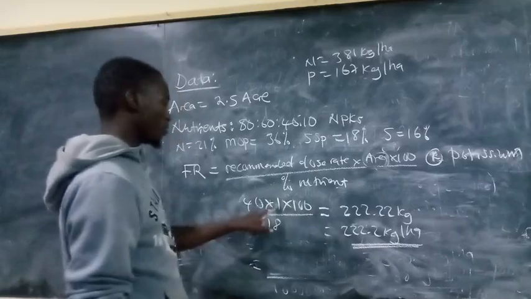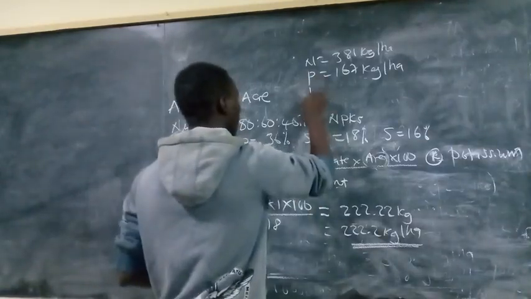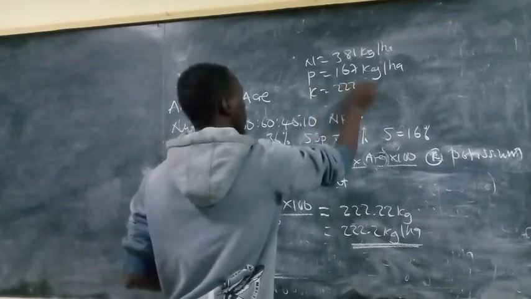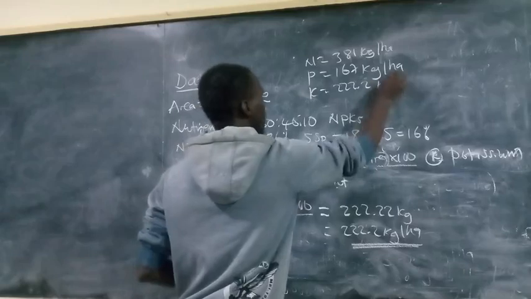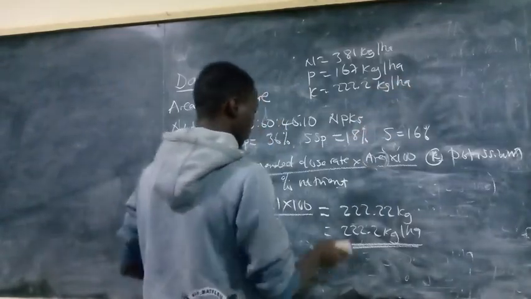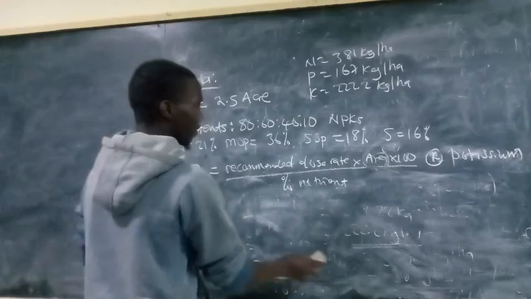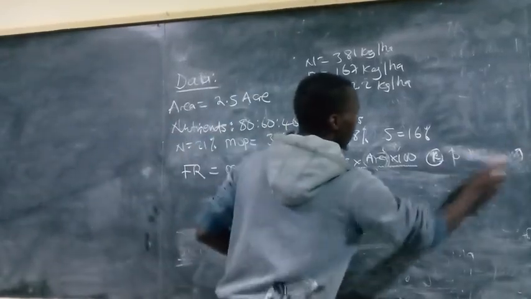Just like that. I've already explained why we're using 1 here. So it would be K to be 22.2 kg a hectare. So we calculate for the last nutrient, which is sulfur.